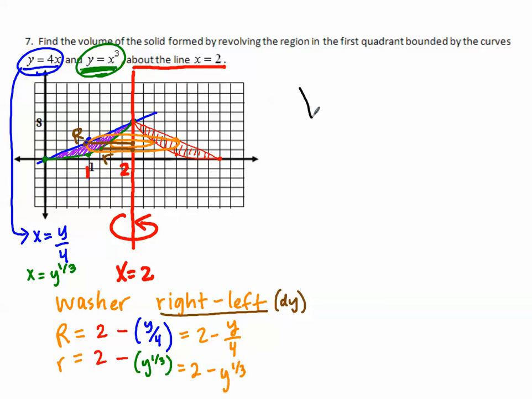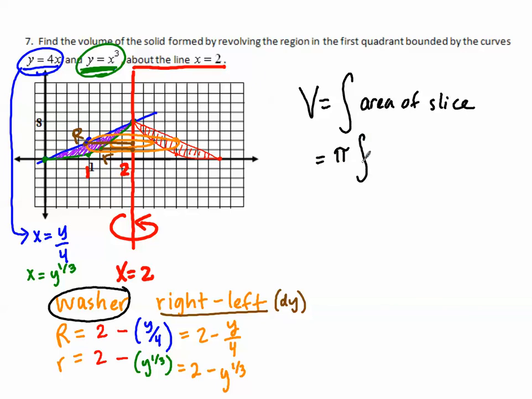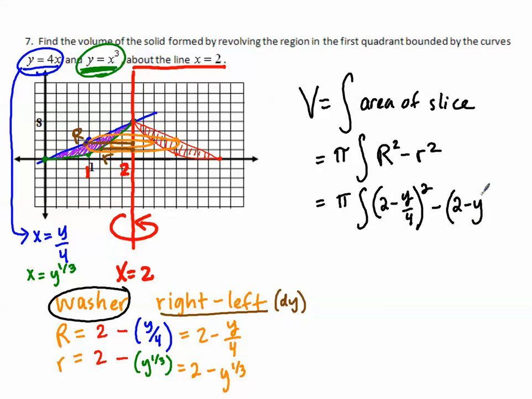I remind myself, what is volume? Integral of the area of a slice. I remember my slice is a washer. When I see that my slice is a washer, I say pi integral big R squared minus little r squared. I already wrote what big R and little r are, so I have to plug into my integral now. Don't forget to square it: big R squared minus little r, 2 minus y to the 1/3 squared, and then dy.